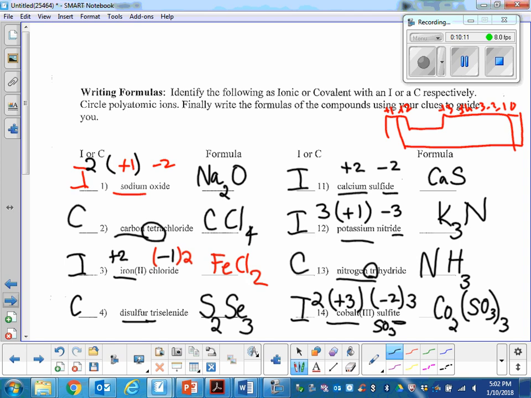And that's how you arrive at the formula of some of the compounds. You can practice more and look up the answer key on Blackboard. And after 15 minutes, you can get ready for the quiz.